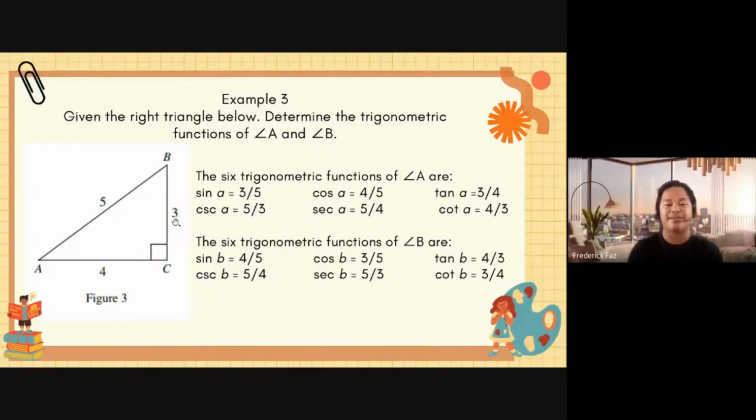For cosine B, the adjacent side of acute angle B is 3, or the length is 3, and the hypotenuse is 5. For secant B, take the reciprocal of 3 over 5, so it is 5 over 3. For tangent B, the opposite side is 4 and the adjacent side is 3, so 4 over 3. And for cotangent B, take the reciprocal of 4/3, so it becomes 3 over 4, which is the value of cotangent B.